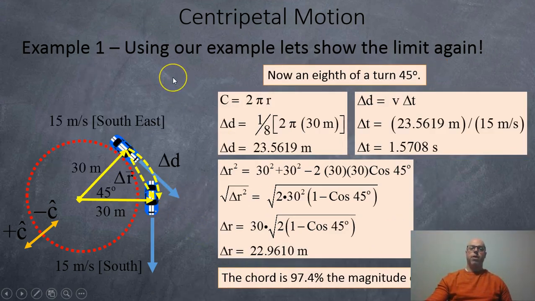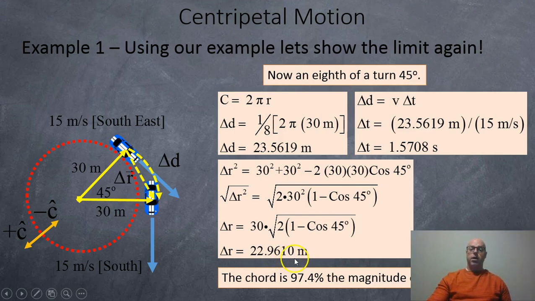Well, how about a 45-degree angle? So what if we cut the angle in half? So now our circumference will be cut in half. So instead of being what it used to be, it'll be 23.5619 because we have an eighth instead of a quarter. The distance divided by time is going to cut the time in half. So instead of pi, it'll be half a pi, 1.5708 seconds. When we do the size of the displacement, or the chord, it's going to be 22.9610.